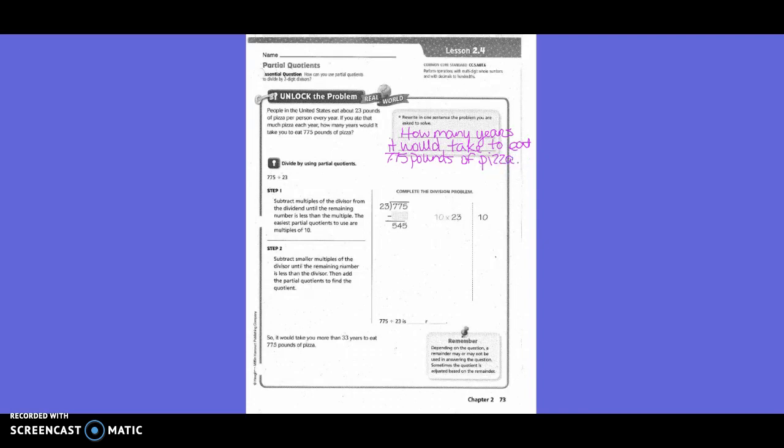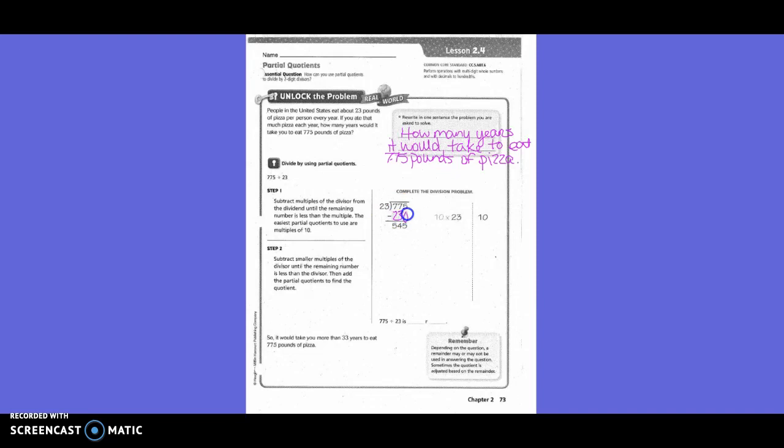So divide by using partial quotient. Subtract multiples of the divisor from the dividend until the remaining number is less than the multiple. The easiest partial quotients to use are multiples of 10, so like 10, 20, 30. Okay? So for the first one, they said to take 10 times 23. So that would be what? What's 10 times 23, guys?